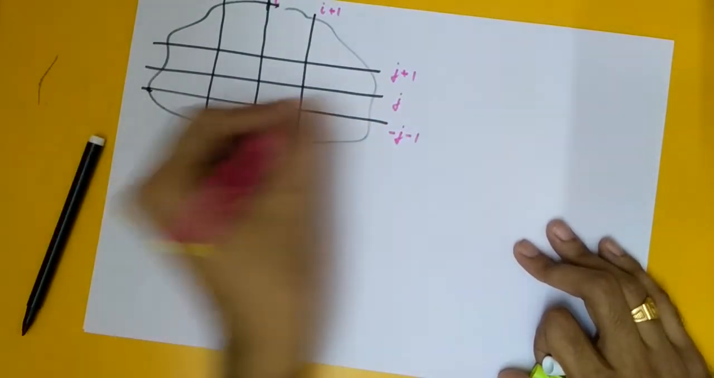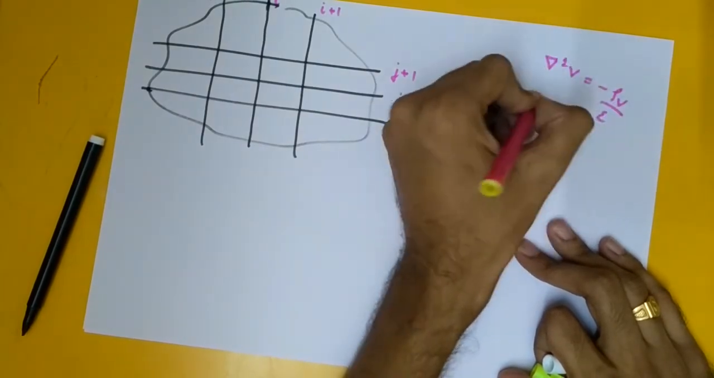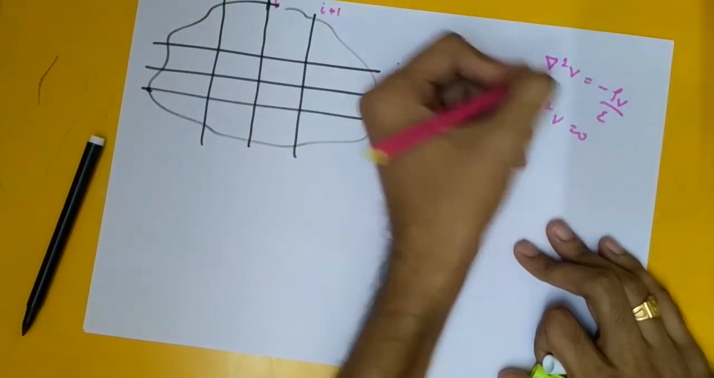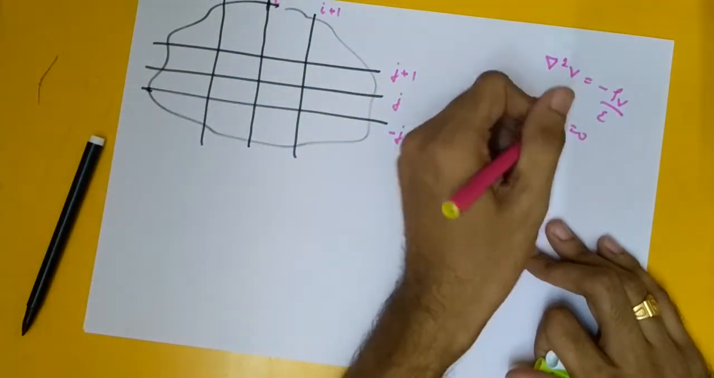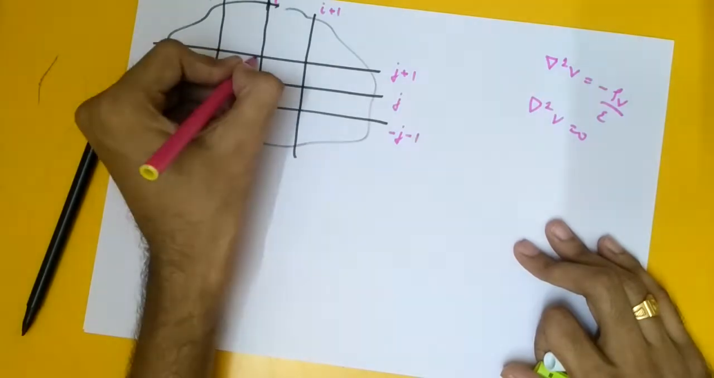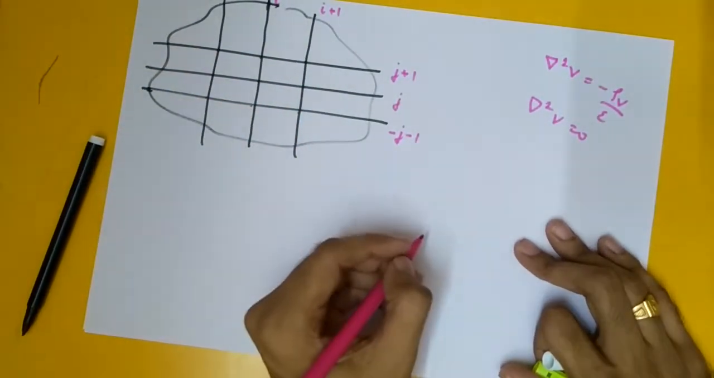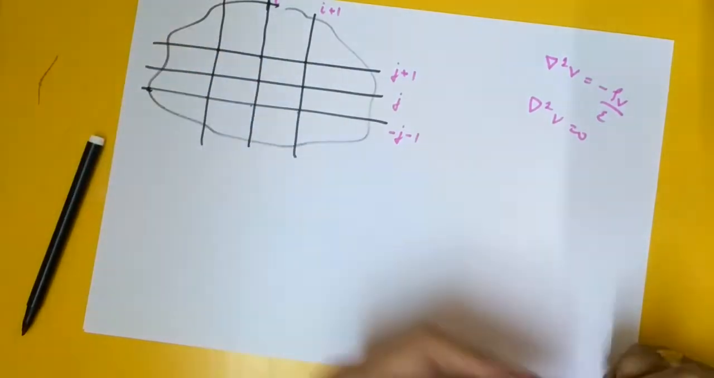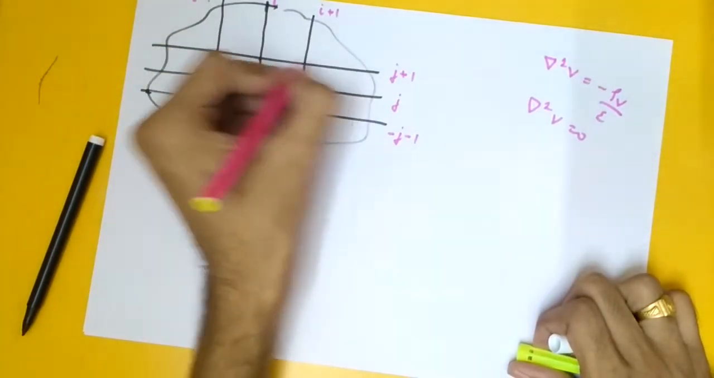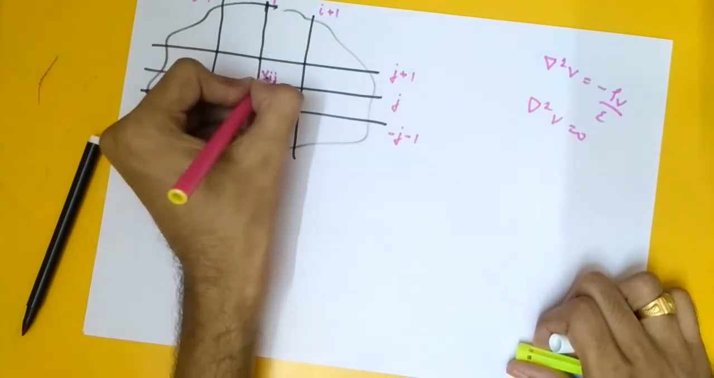And what is the equation we need to solve? Del square V is minus rho V by epsilon, or let's say del square V is 0, either one of these. Basically we want to find the voltage at each of these nodes. What are nodes? All these points or intersections of the lines are called nodes. So what will this point be? It is the intersection of I and J, and it is a voltage, therefore it is V i comma j.